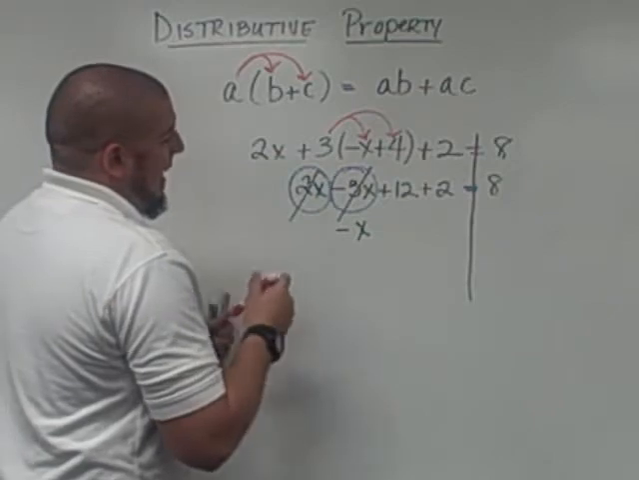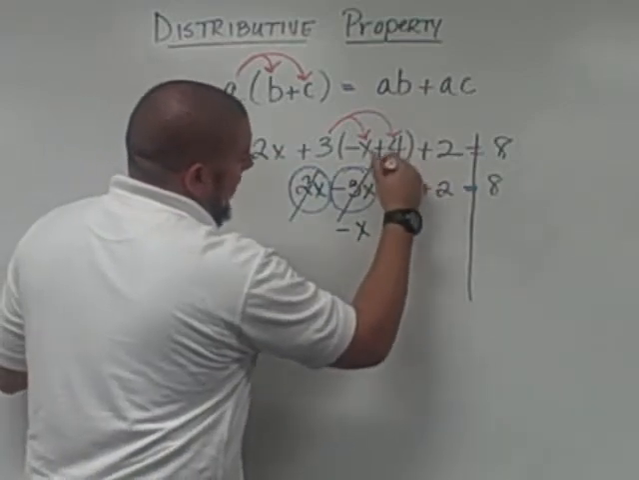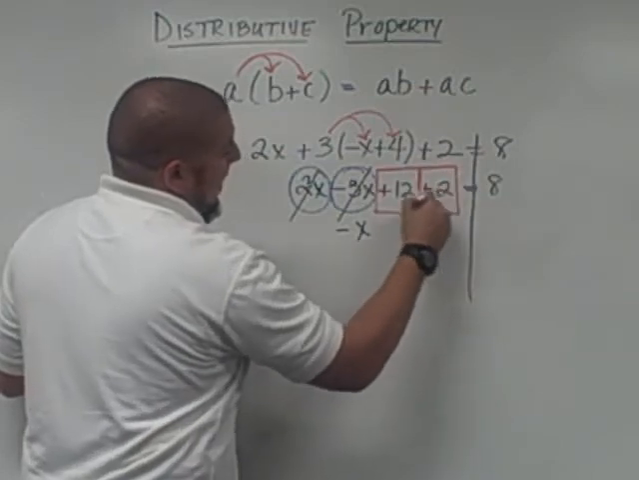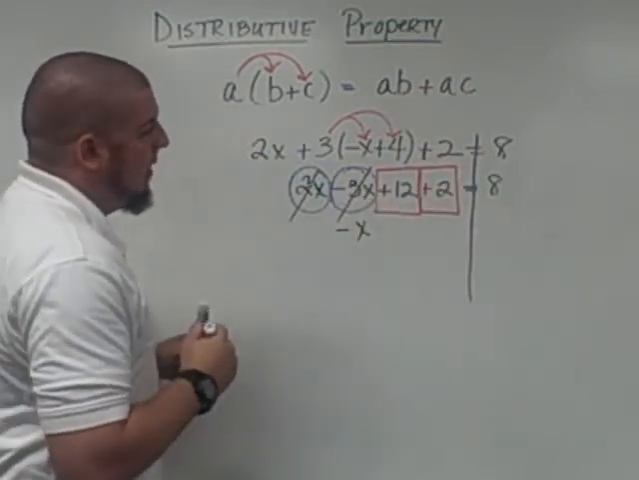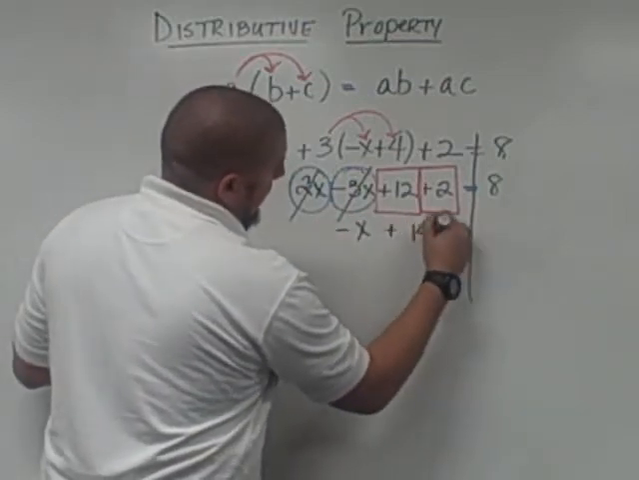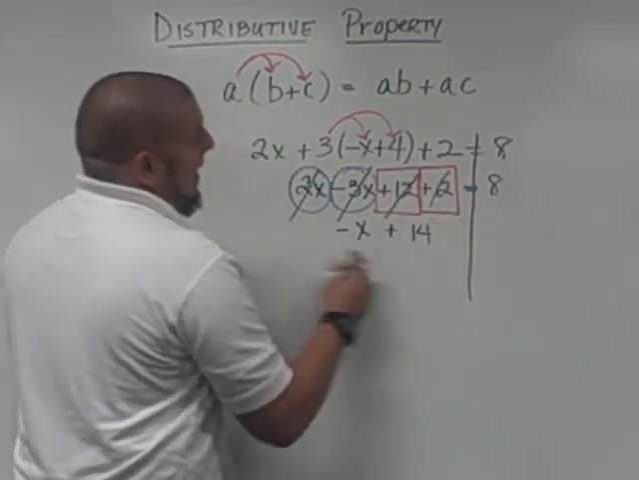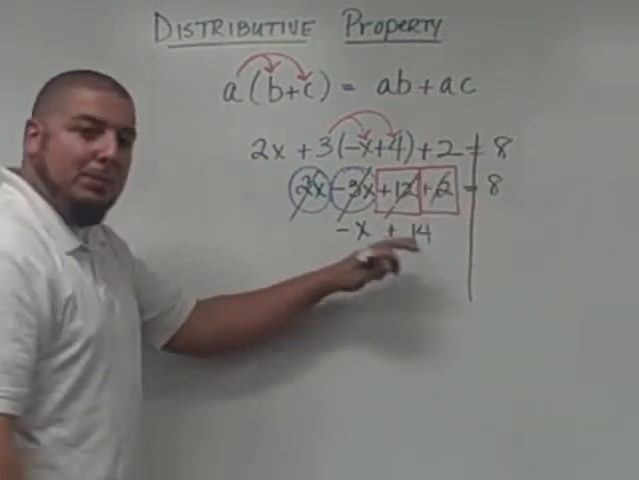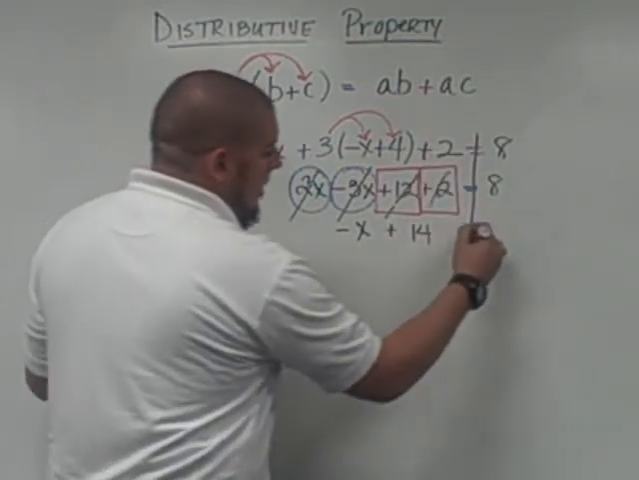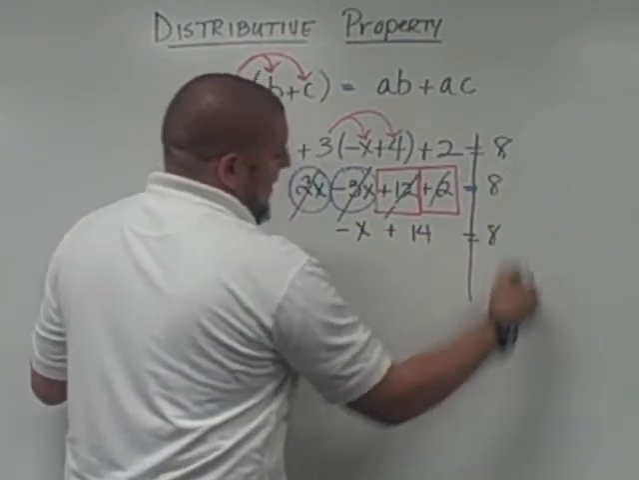Okay, if I look here, I've got to look at what's happening here. Here's another set of like terms, a positive 12 and a positive 2. That's why I boxed those. 12 plus 2 is a positive 14. I'm done with those. I've now used all my terms and I've simplified it down so that it makes solving my problem easier. Of course, my equals and my 8 come down.